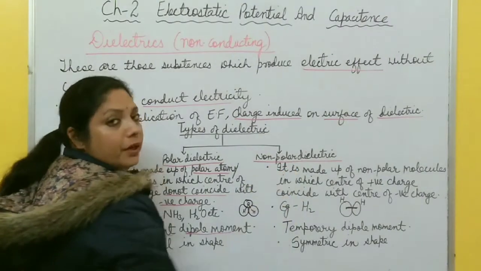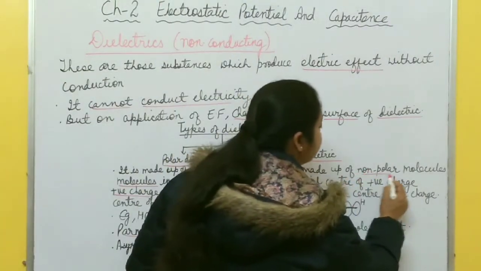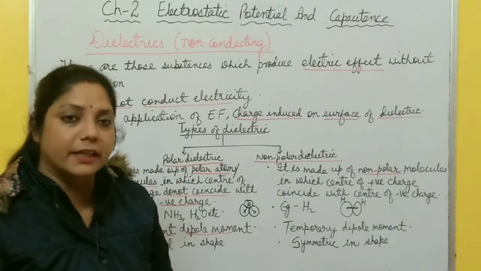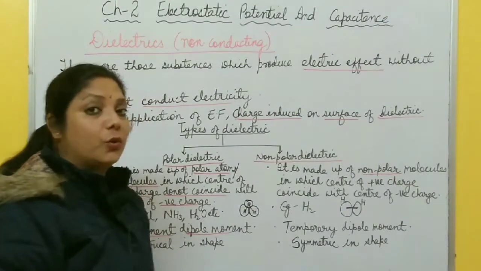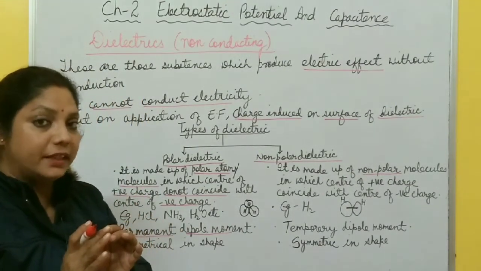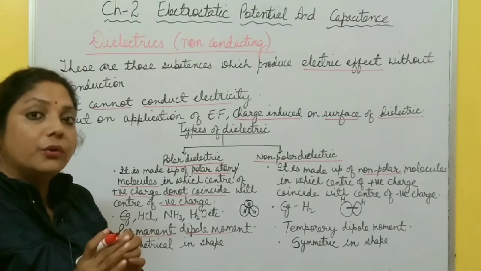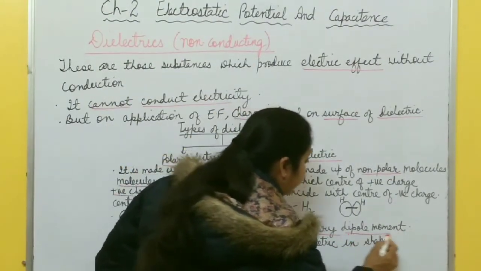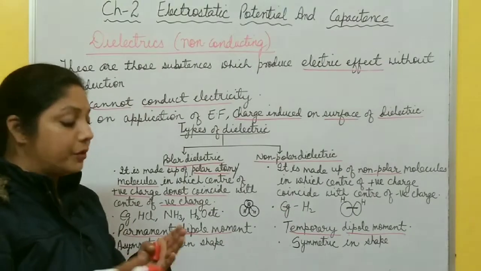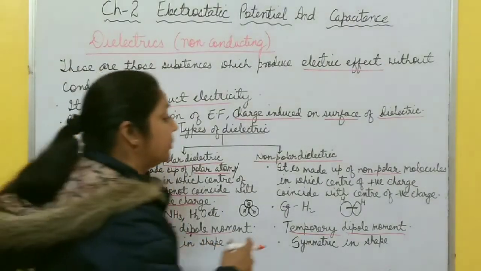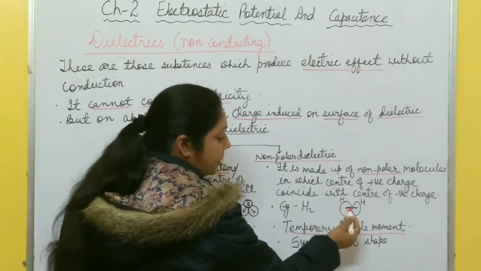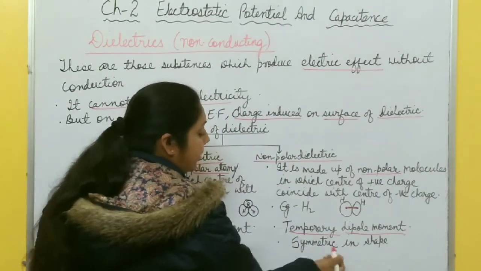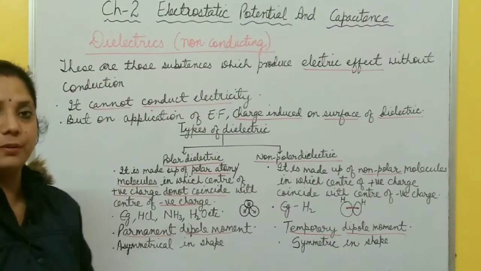Now next, non-polar dielectric. It is made up of non-polar atoms or molecules in which the center of positive charge coincides with the center of negative charge. And coincide means there is no separation of positive and negative charge. It means they do not have a permanent dipole moment. They have a temporary dipole moment, right? And the centers of positive and negative charge coincide, meaning they both have the same size. For example, H2. Here the center of positive charge coincides with the center of negative charge. So they are symmetric in shape, right?